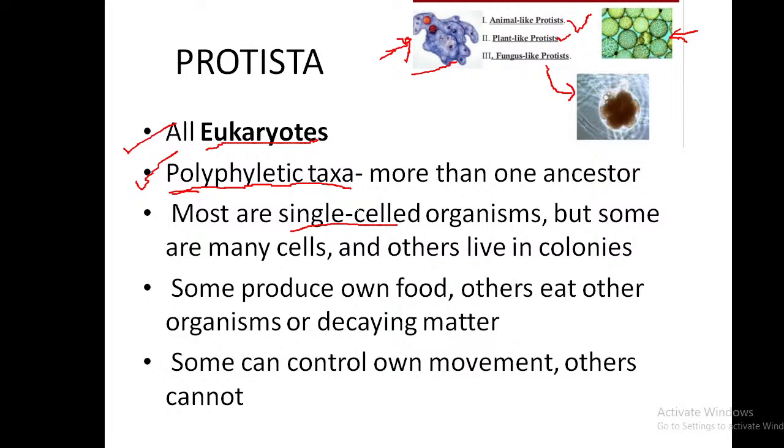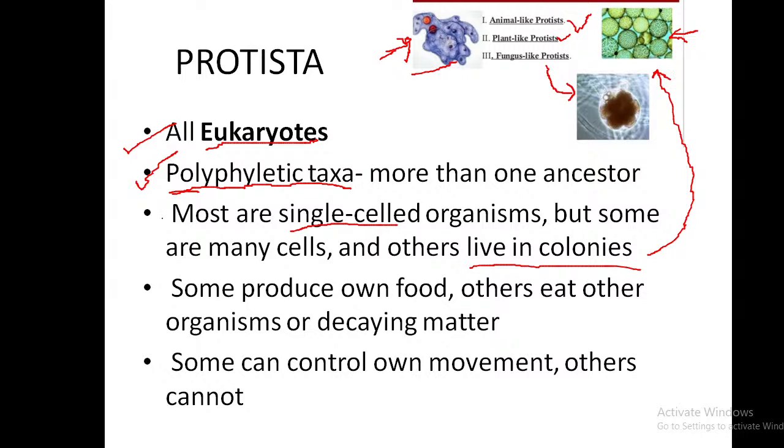Examples are amoeba, paramecium, euglena, etc. And some live in colonies. Colonies means they live in groups. You can see here they live in groups. Then some are free living also. Some are single cell, some are many cell, some live in colonies.